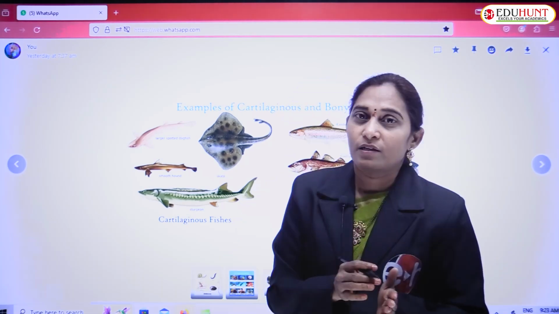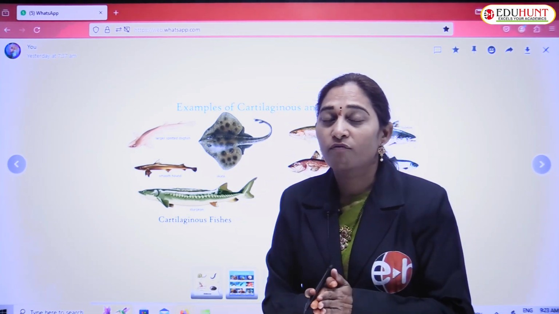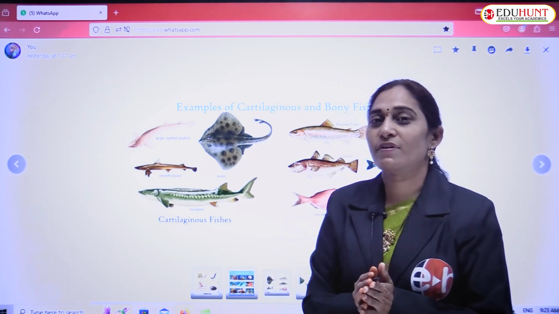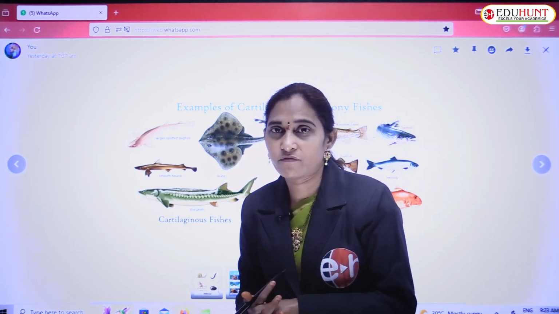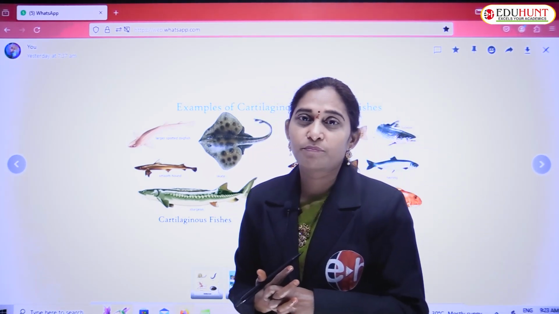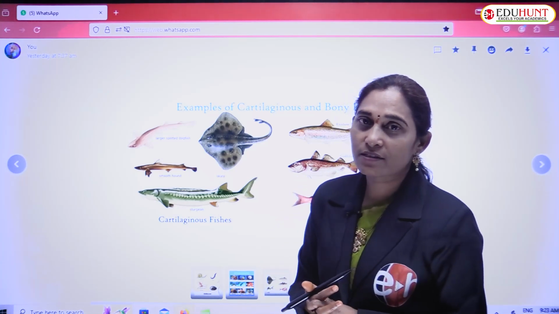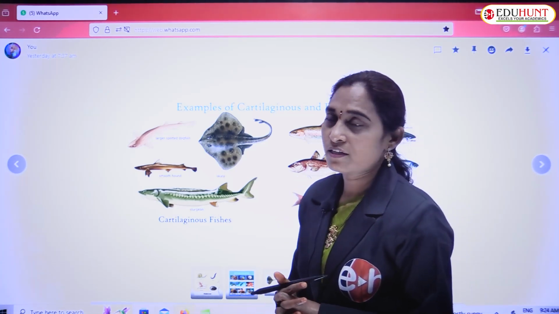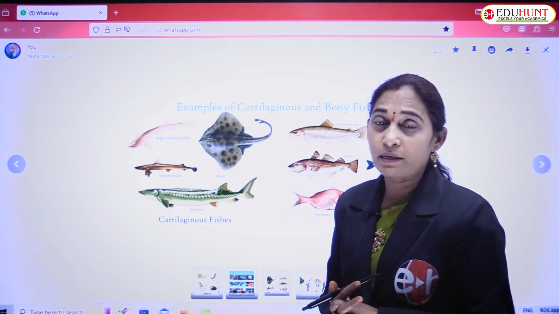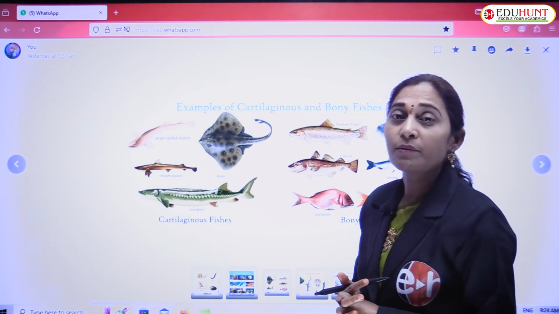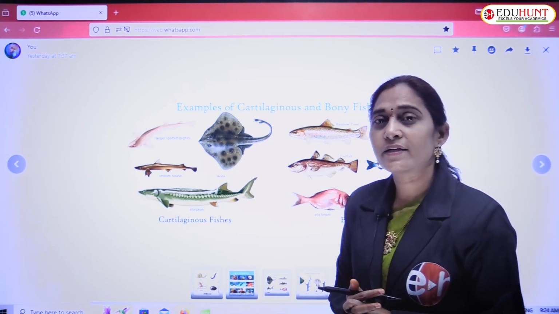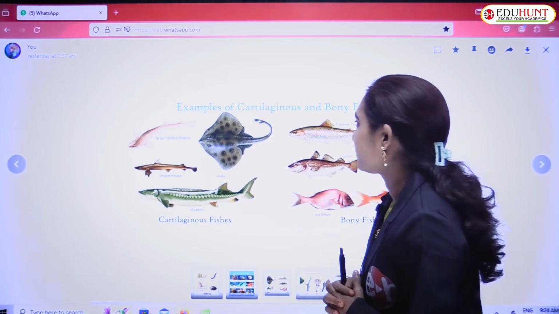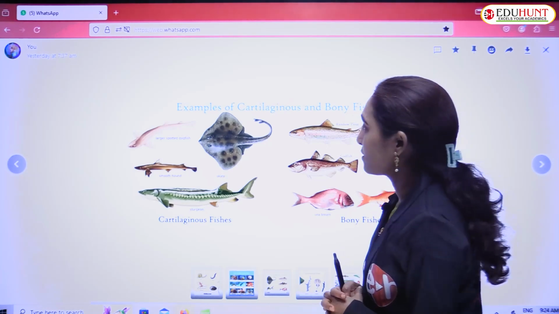In this session, we are going to learn about some examples of cartilaginous fish and bony fish. I'll show you the pictures of cartilaginous as well as bony fish. You just identify, remember it, and remember the scientific and the common name. Let's start the session.